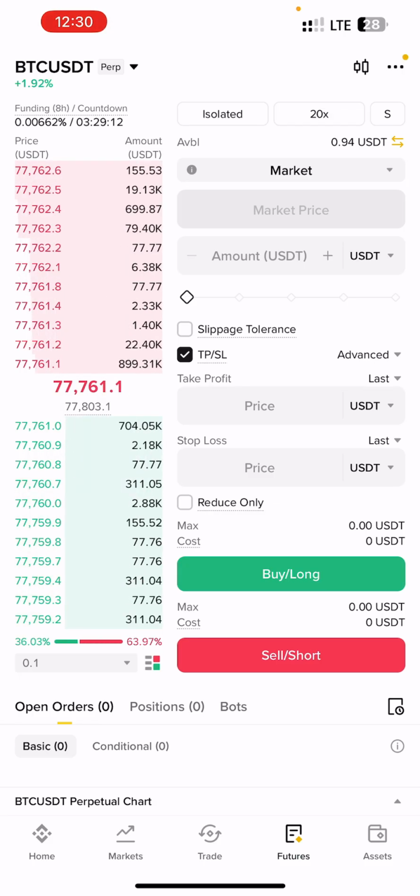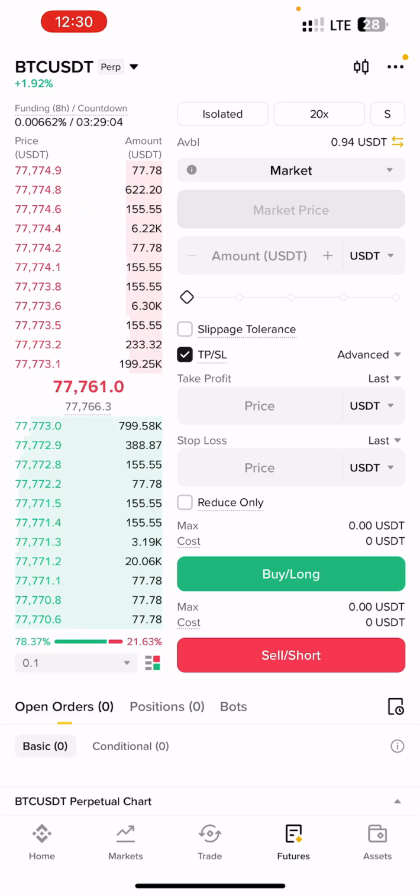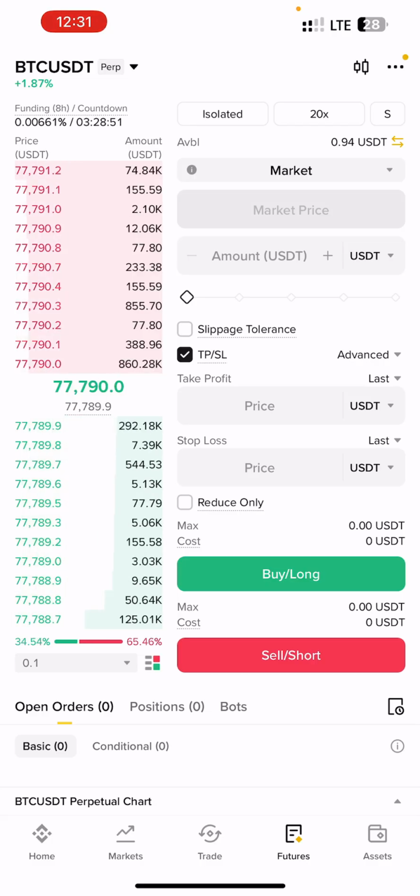And there are some advantages and disadvantages of both isolated and cross margin, but I will advise you guys to keep using isolated margin, because cross margin is for those who have mastered their craft very clearly and well. Sometimes when I'm using cross margin, it means my setup is very clear and I want to hold that trade for a very long time.